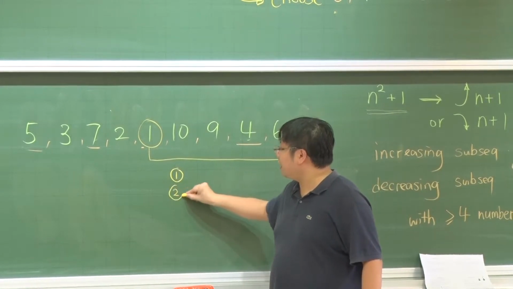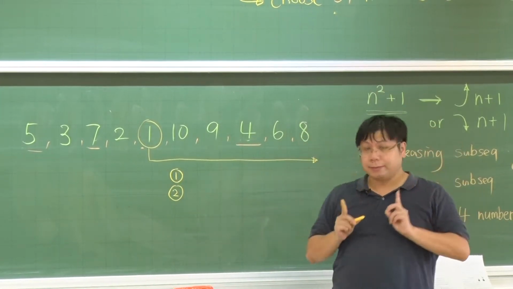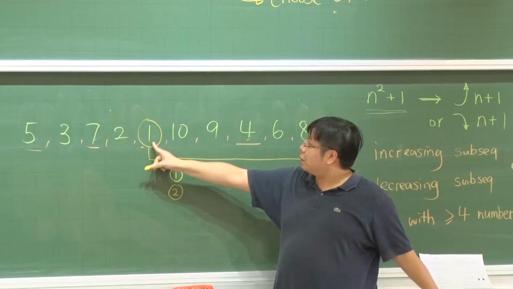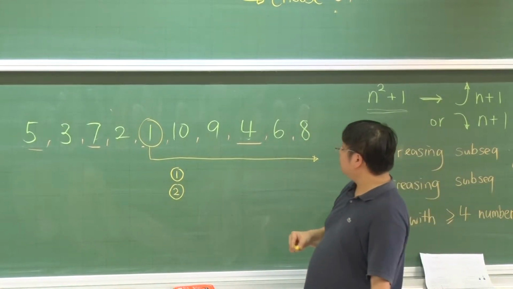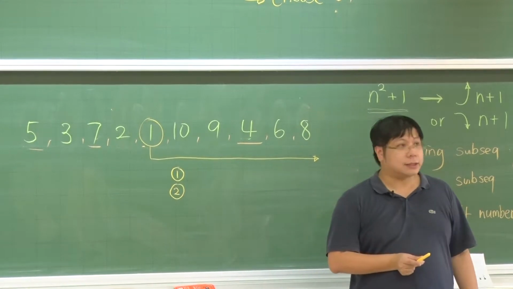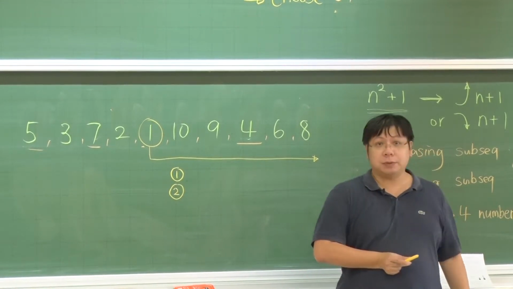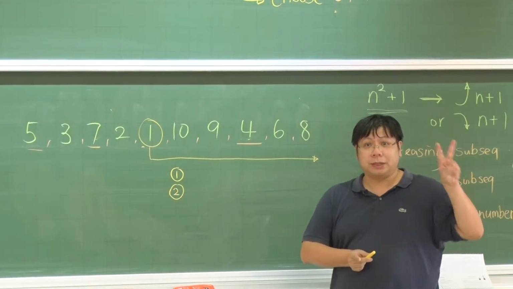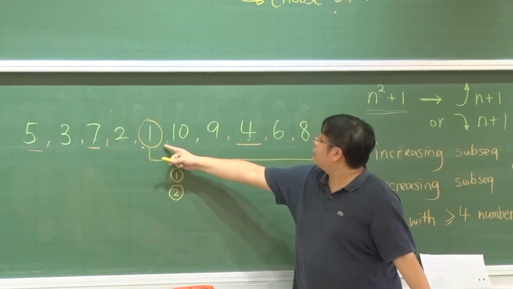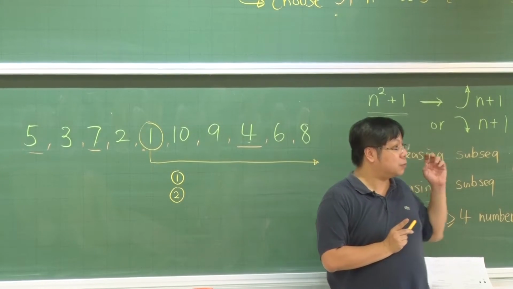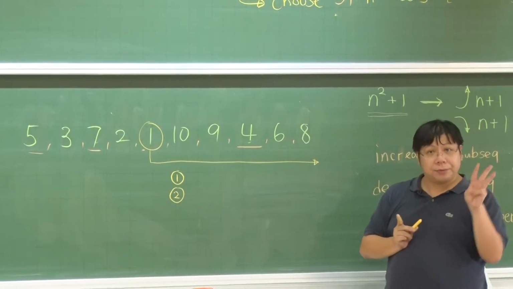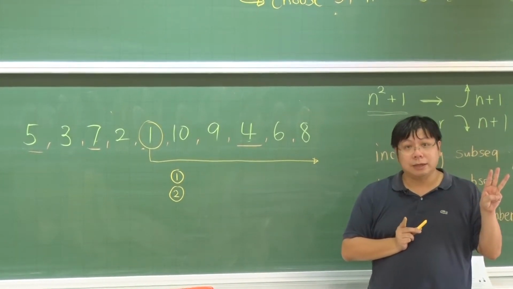The first one is the length of the longest increasing. So if we include this one, what is the length of the longest increasing that you can find? For instance, you have 1, 10. This is an increasing subsequence that begins with 1, and the length is 2. Is that okay? You can have 1, 6, 8. This is another increasing subsequence that begins with 1, and this time the length is 3. Is that okay?